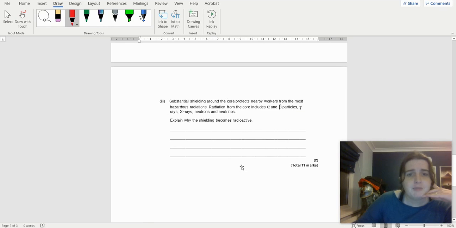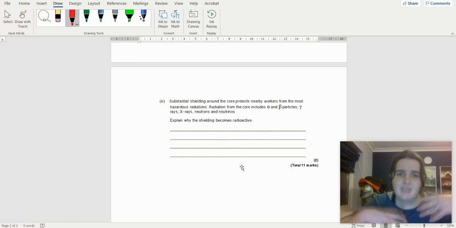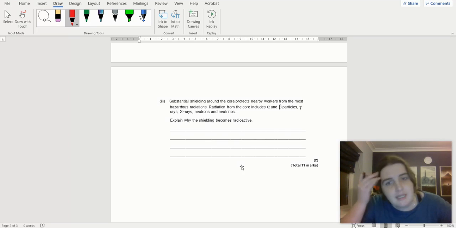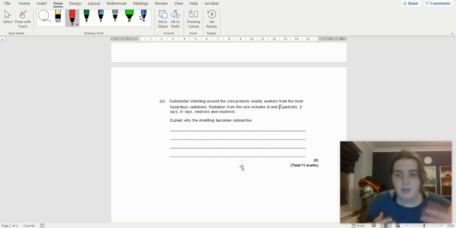Lastly, substantial shielding around the core protects nearby workers from the most hazardous radiations. Radiation from the core includes alpha and beta and gamma particles, X-rays, neutrons, and neutrinos. Explain why it becomes radioactive. So for something to become radioactive, it must become contaminated, okay? So explain why the shielding becomes radioactive. And it's because the shielding is absorbing the material.